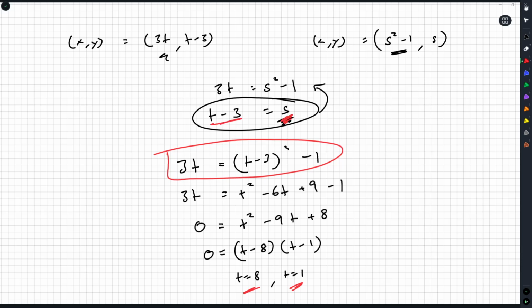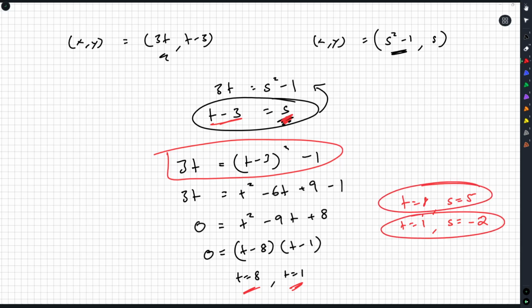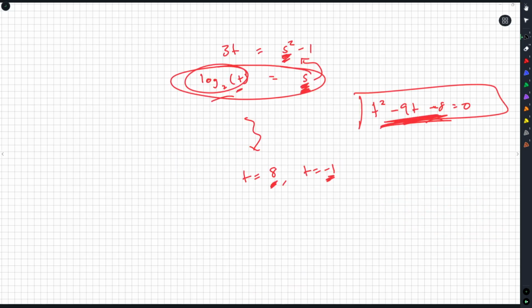s here is t minus 3, so if t is 8, you'll get s is 5, and if t is 1, you'll get s equals minus 2. And then plug them in and get the point of intersection, and I recommend you plug in both. You should, for each of these pairs of t and s, get the same point. So plugging t equals 8 here should give me the same thing as plugging in s equals 5 here. And same thing with t equals 1 and s equals minus 2. We should get the same ones, but let's verify that.